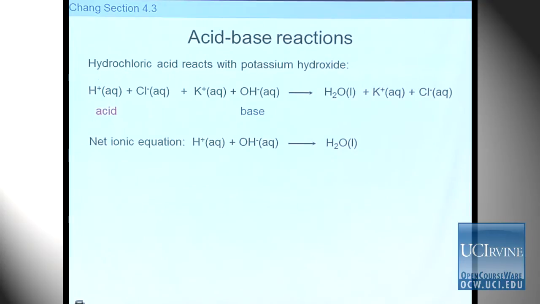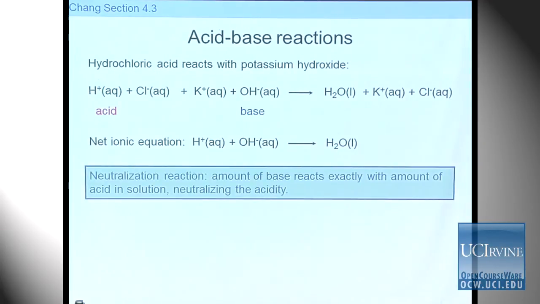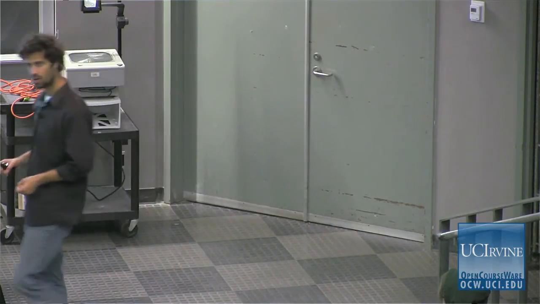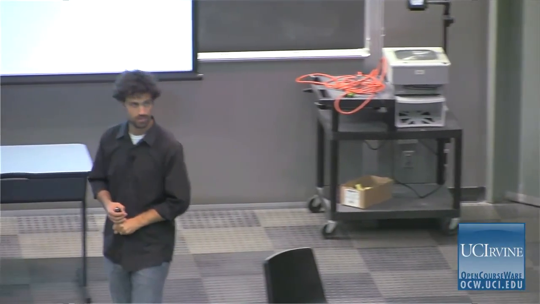Okay? Now, if you have the very special situation that you have exactly the same amount of H plus as OH minus in solution, so the same amount of moles of H plus and the same amount of OH minus, they will combine to form the water molecule. And if you do that, you have no H pluses and no OH minuses left, and you have neutralized your solution. Okay? So a neutralization reaction is when the amount of base reacts exactly with the amount of acid in solution, neutralizing the acidity. There are technically no H pluses floating around in the solution, all taken care of.